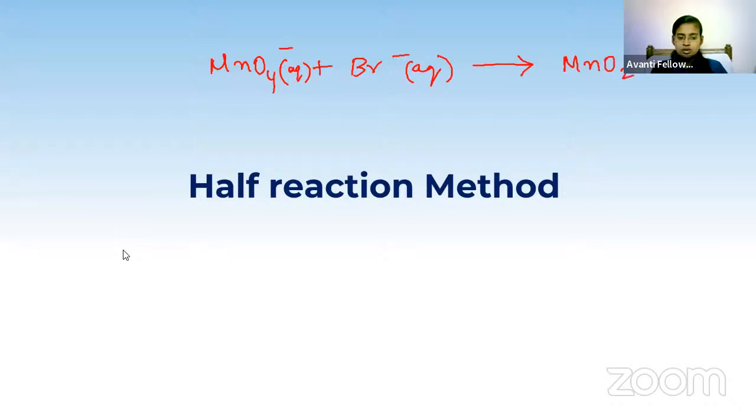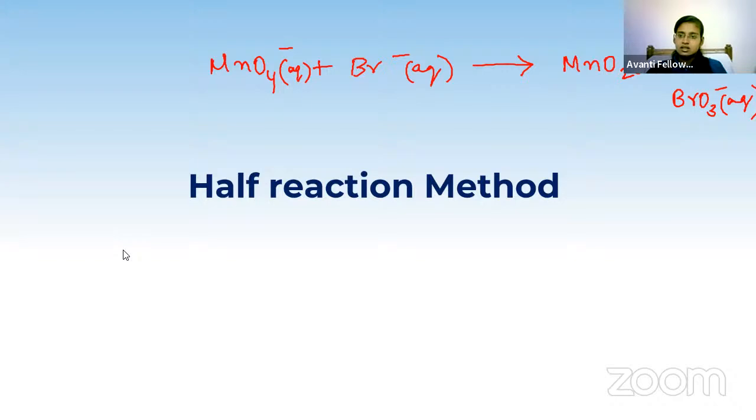MnO2 in the solid state plus BrO3 minus in the aqueous state. So this is the question. MnO4 minus plus Br minus giving MnO2 and BrO3 minus. All right. So use oxidation number method to find out the product in basic medium.